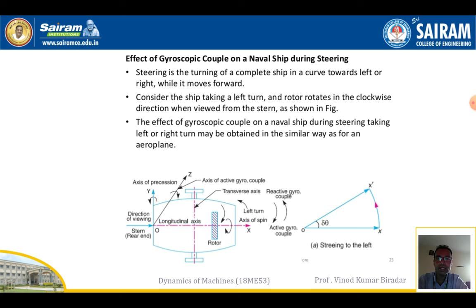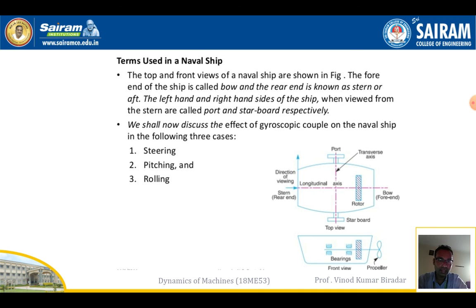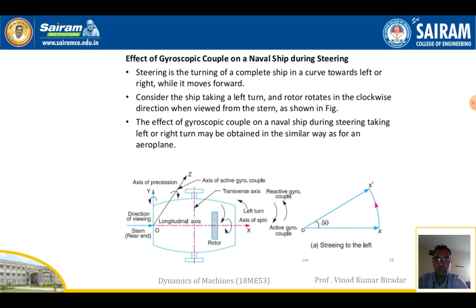Okay, so steering is the turning of a complete ship in a curve towards the left or right while it moves in the forward direction. Okay, so consider the ship taking the left turn and the rotor rotating in a clockwise direction when viewed from the stern, that is, the front end. Okay, that is the left, that is the right hand side, starboard. So the effect of gyroscope couple on a naval ship during the steering, taking the left or right turn, is in a similar way as for the aeroplane.